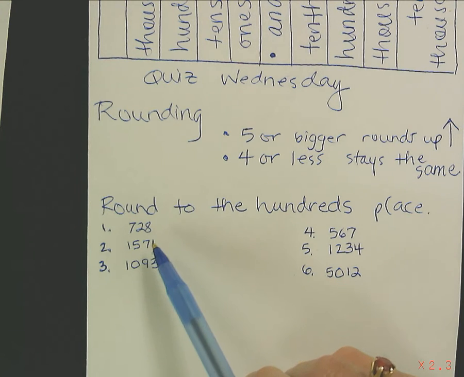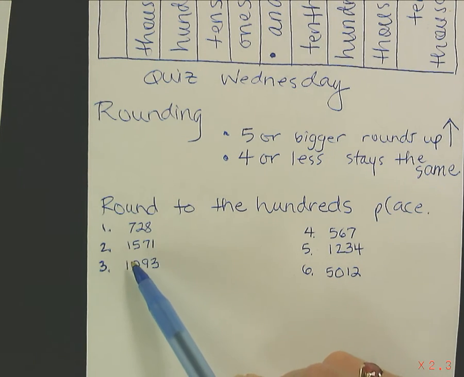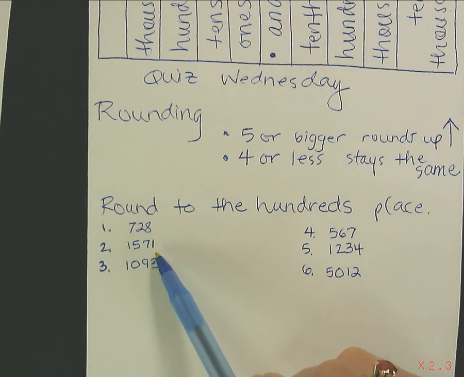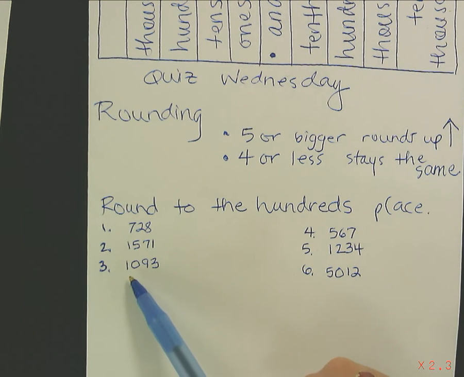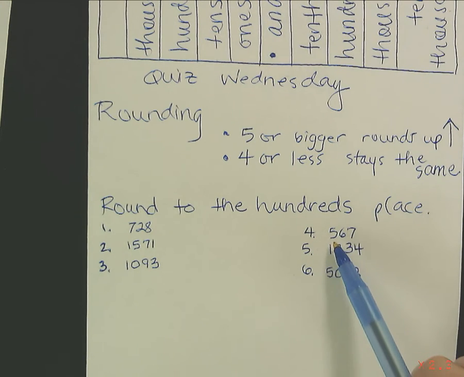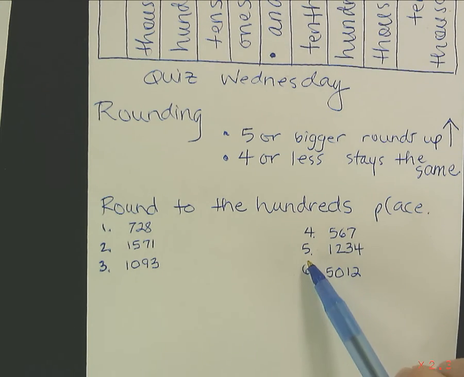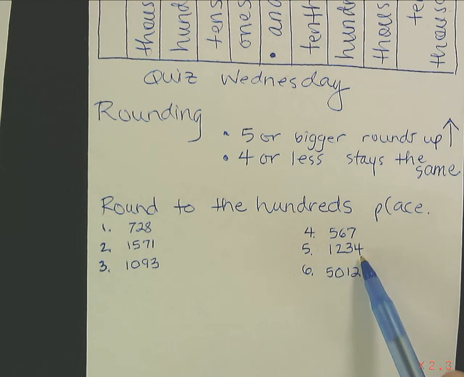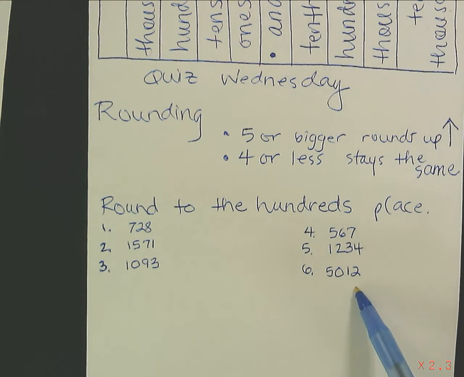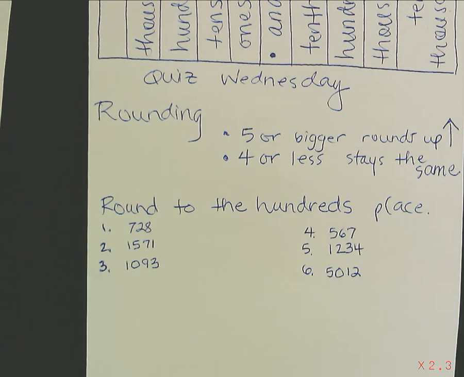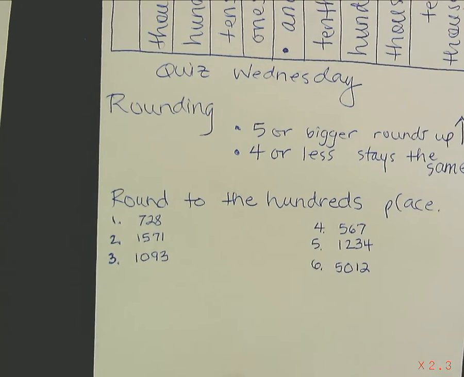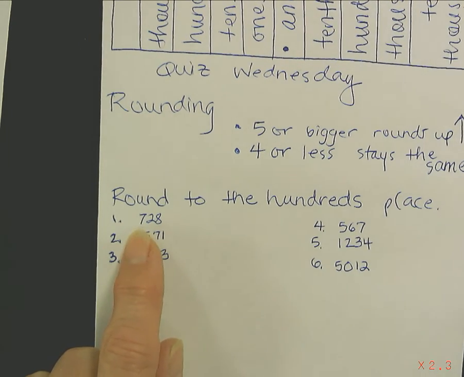So you look down at your paper and make sure you have the correct numbers written down. Number 1 should be 728. Number 2 is 1,571. Number 3, you should have the numbers 1,093. Number 4 is 567. Number 5, 1,234. And number 6, 5,012. Now, these instructions are going to sound familiar to you because you've heard them so many times before. We're rounding to the hundreds place.